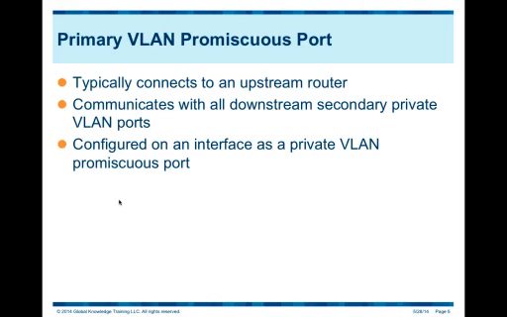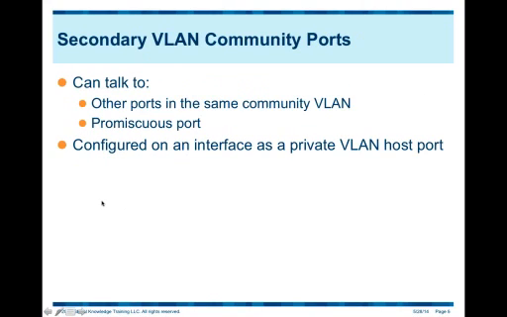Now, the next bullet: it's configured on an interface as a private VLAN promiscuous port. That's something you actually have to configure. That's nothing that's auto-configured. So far, we've created 3 VLANs, 1 primary, 2 secondary. We're also going to identify a promiscuous port so that these devices can all talk to their default gateway. But we still want to provide isolation between these devices, which comes to our secondary VLANs.